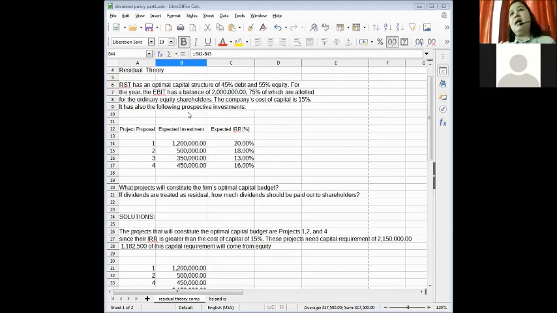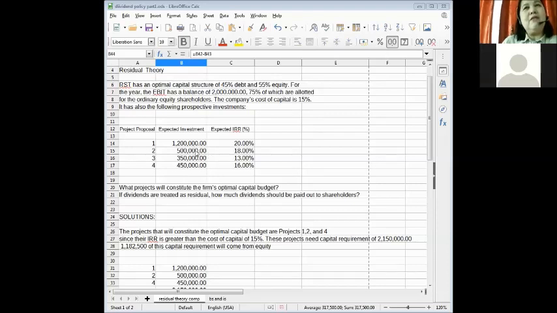Sino sinasabi yung ordinary shareholders? The ordinary shareholders class are the common stockholders. Okay? So inalat daw yung 75% para sa common stock. And the company cost of capital is 15%. It has also the following prospective investment. Di ba sabi natin kung hindi magbabayad ng dividend, the company will put the money in the future projects.